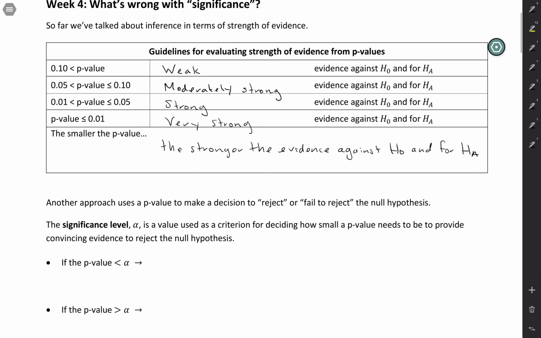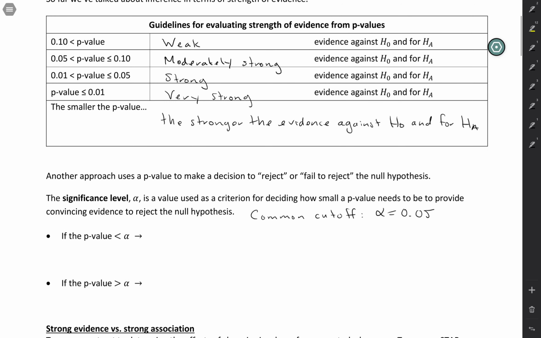There are lots of different cutoffs that you can see, but a common cutoff, by far the most common I would say, is alpha equals 0.05. So basically you say if it would happen less than 5% of the time by random chance, that's strong enough evidence to reject the null. But whatever we set our alpha level to be, if the p-value is less than that alpha level, then we would reject the null hypothesis.